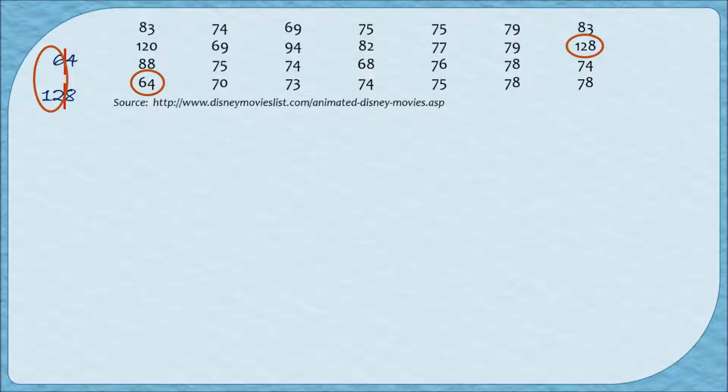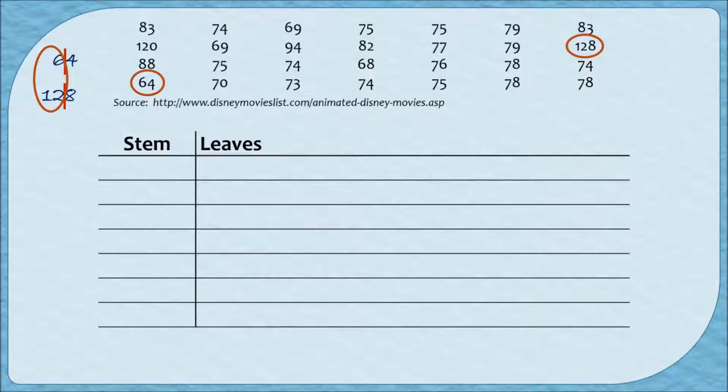I start by making a table where the first column is for the stems and the second column is for the leaves. My stems have to go from 6 through 12, inclusive, so I'm going to write those first. So my first stem is a 6, followed by 7, 8, 9, 10, 11, and 12. Now that I've got a row for each stem, I can start to fill in the leaves. Here's how we're going to work through that.